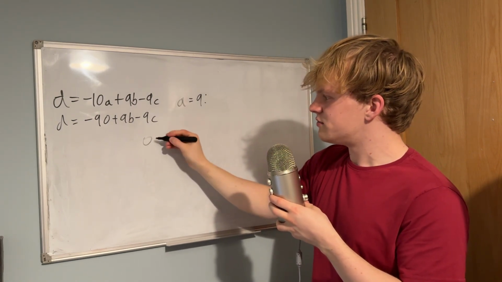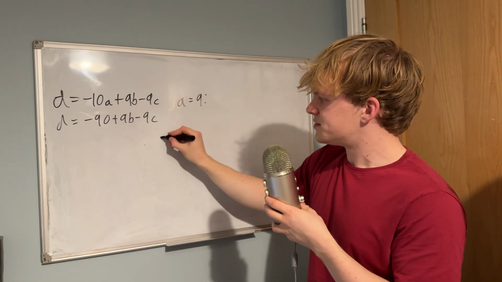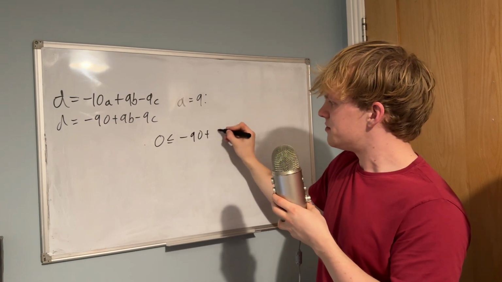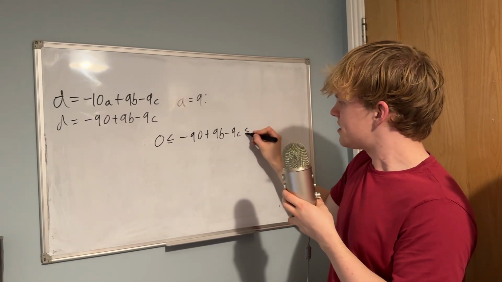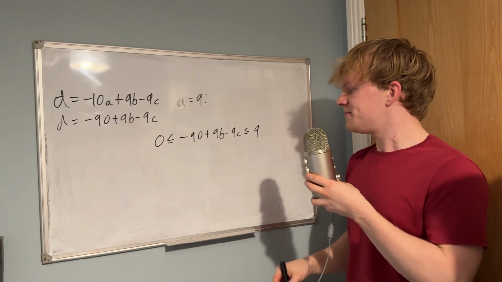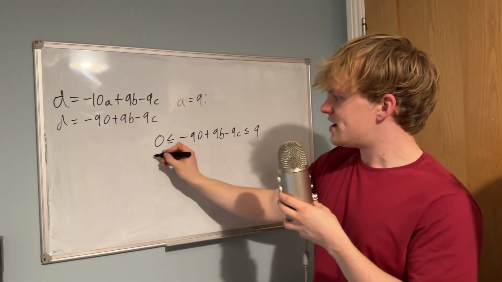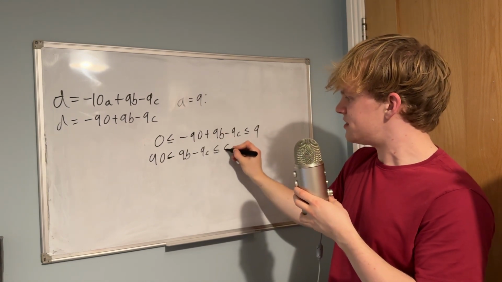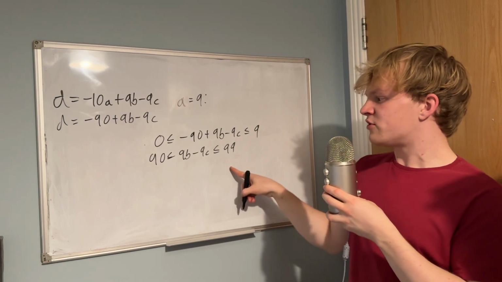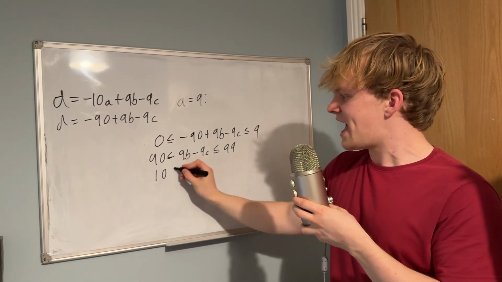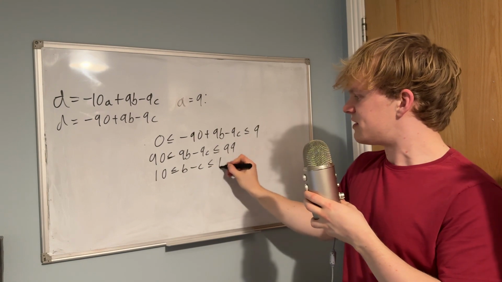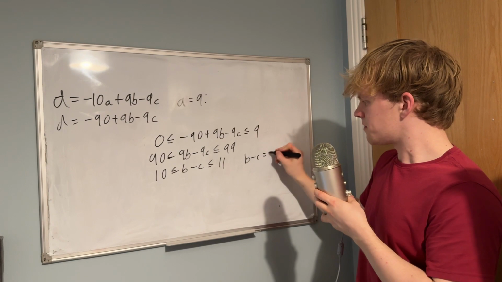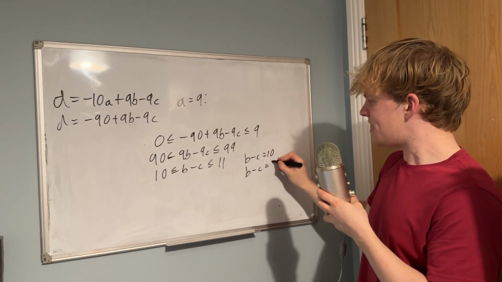So we'll have 0. And then D is in the middle, which is minus 90 plus 9B minus 9C, and it's between 0 and 9. Now if we add 90 to every side, we get 90, and then we have 9B minus 9C, and then we have 99. And now when we divide across by 9, what we get is 10, and then we have B minus C, and then we have 11. Or it could be equal to 11.